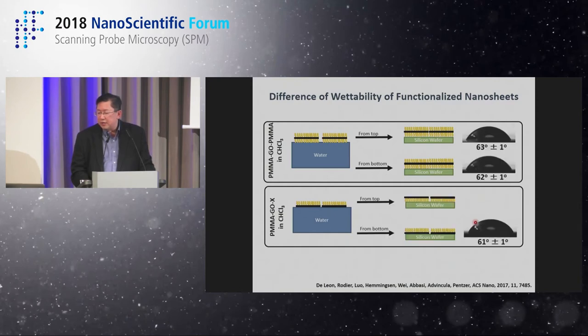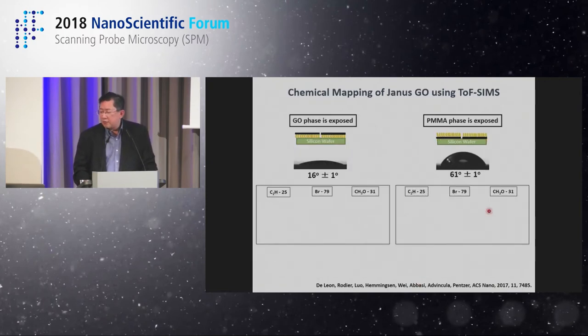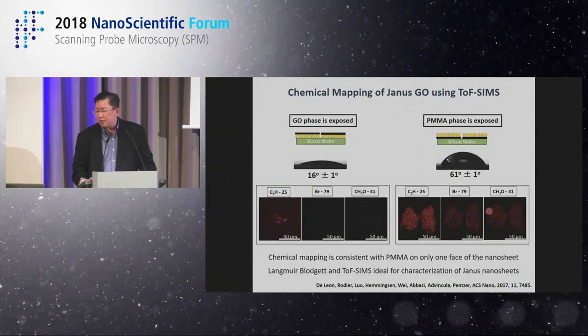As you can see here, there are two types of wetting behavior: a PMMA grafted surface, or a non-PMMA grafted surface, which is quite hydrophilic. And then, of course, the ToF-SIMS data confirmed that the presence of the polymer on both sides or one side can be observed by monitoring the bromine group, which is the end group for the ATRP, present on both sides or only on one side.